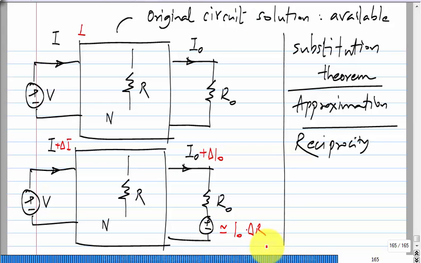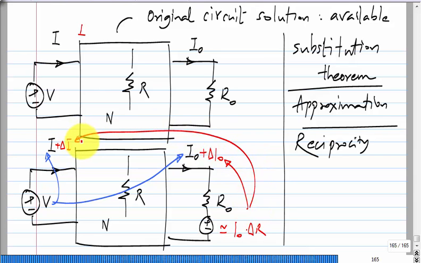So now if you think about it, the original solution is due to this source, right? And the change delta is due to this one. And what is it that you are required to find? What is it that you are required to find? This delta I here, okay?